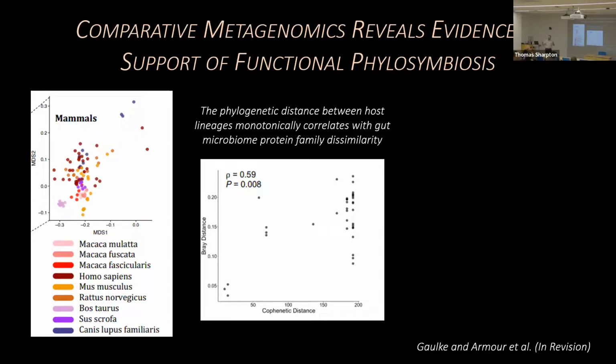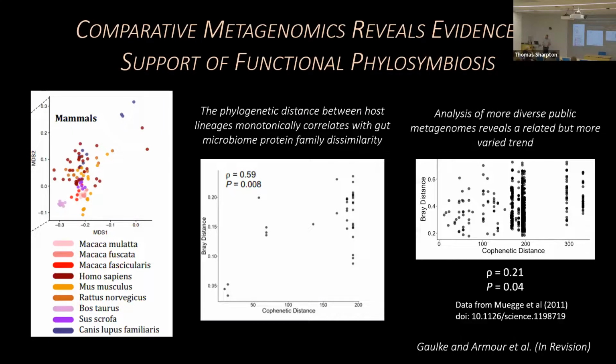Am I convinced that this is a form of functional phylosymbiosis? No, not really. I think we have a lot more work to do to look at other individuals and greater sampling of phylogenetic distance, just to see how this space gets fleshed out. We recently tried this by grabbing some additional publicly available data. This is from a paper quite a while ago, but the nice thing about it is it had very shallowly sequenced metagenomes from a large number of mammalian lineages. And we still see a significant Spearman's correlation, a monotonic trend, in these data, but it's awfully variable.